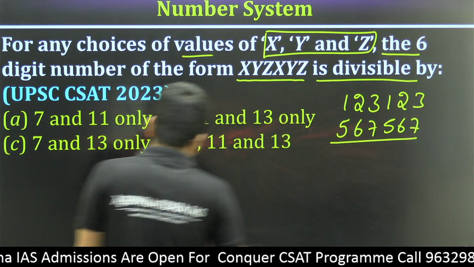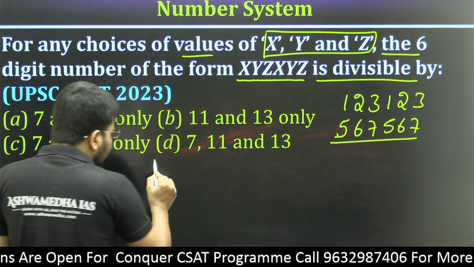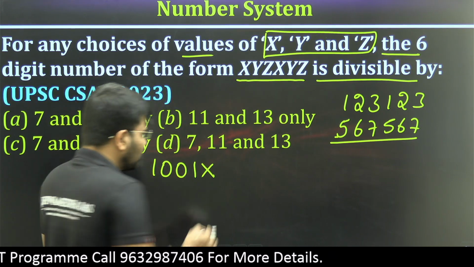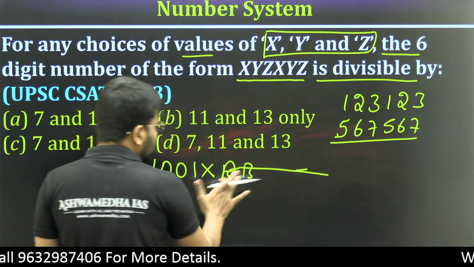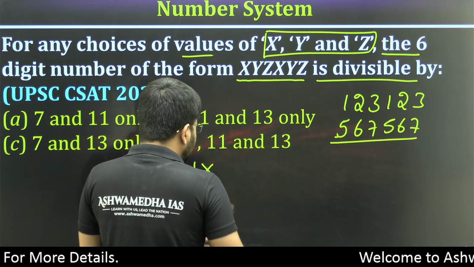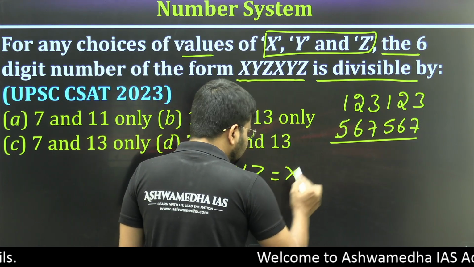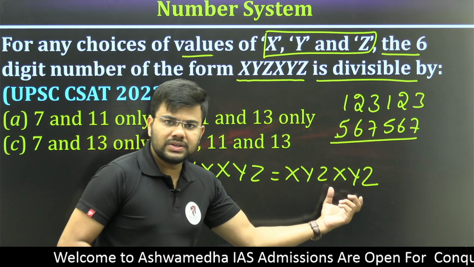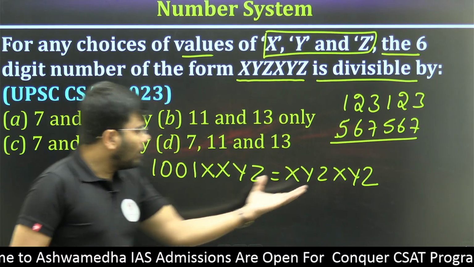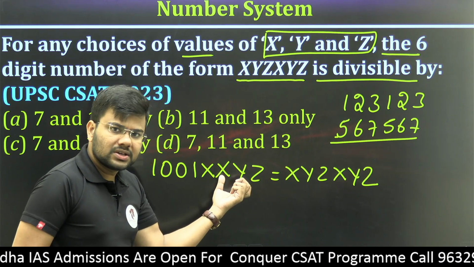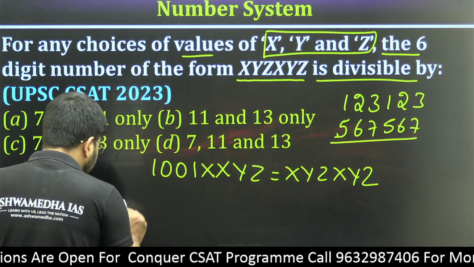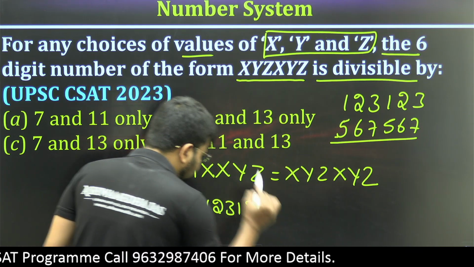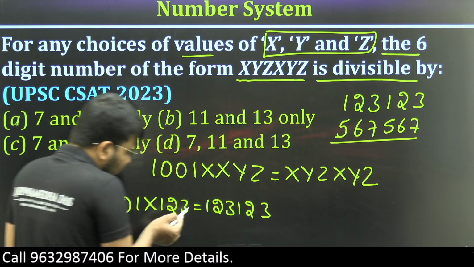Now, this number is divisible by which of the following? See here. If I have to get this number, I have to multiply by 1001. That means if I multiply 1001 with ABC, or as they have told XYZ, I'll get XYZXYZ. Now they are asking you, this XYZXYZ is divisible by which of the numbers? Obviously XYZXYZ is divisible by XYZ. That means if I take 1001 into 123, what would be the answer? 123123. Now, this 123123 is divisible by 123.